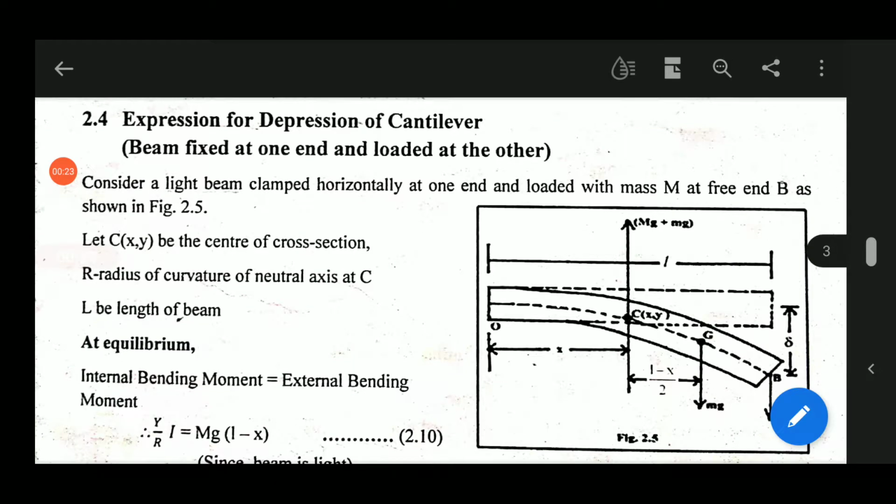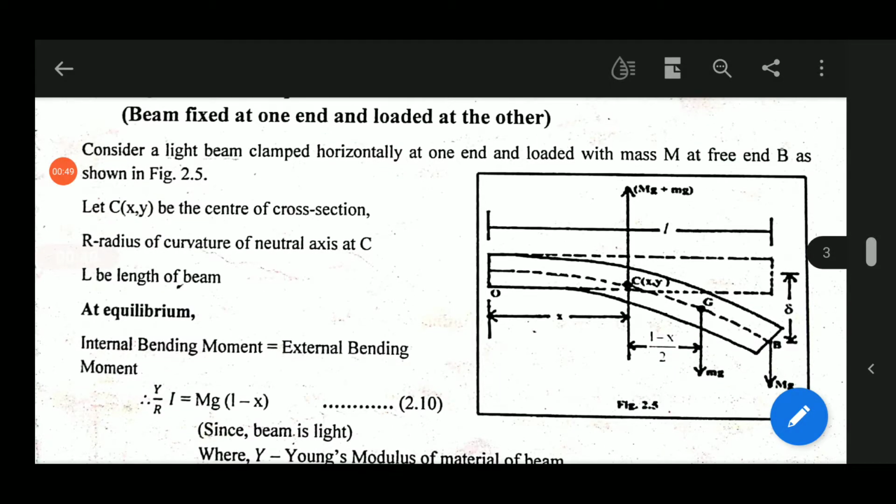A cantilever is a beam that is fixed at one end and loaded at the other end. Such an arrangement of a beam is called a cantilever. So we start this expression. Consider a light beam clamped horizontally at one end and loaded with mass m at the free end B, as shown in this diagram.